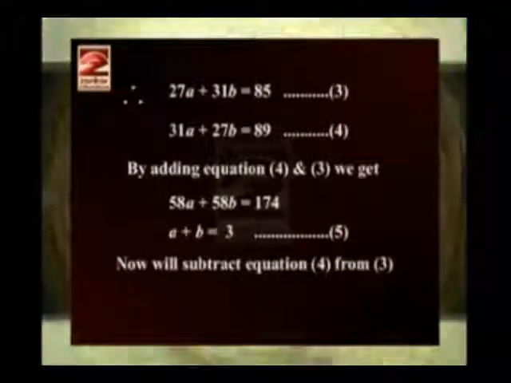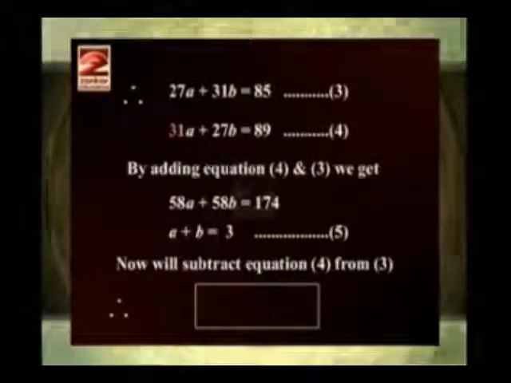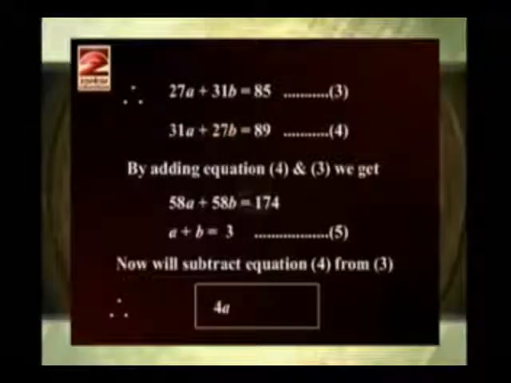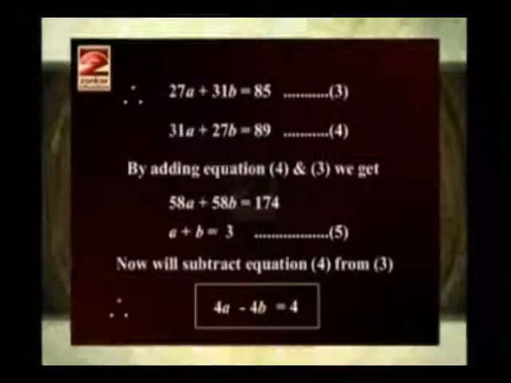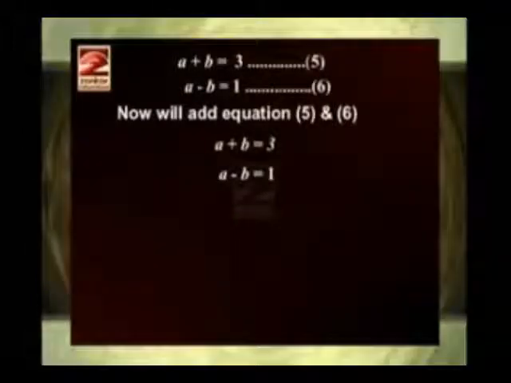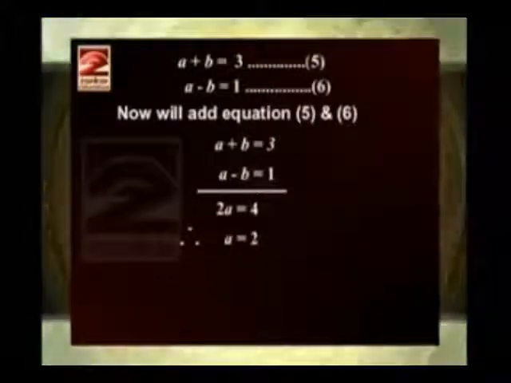Now we'll subtract equation 4 from equation 3. Therefore, 31 minus 27 is 4a and 27b minus 31b is minus 4b. That is equal to 4. So a minus b is equal to 1, equation 6. Now we'll add equation 5 and 6. So a plus b is equal to 3 and a minus b is equal to 1. That means 2a is equal to 4. Therefore a is equal to 2.